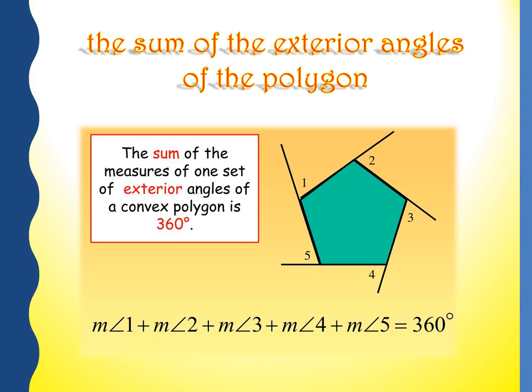While the sum of the exterior angles of the polygon is a constant number, the sum of the measures of one set of exterior angles of a convex polygon is 360 degrees. The sum of the exterior angles of any convex polygon is a constant, which is 360 degrees.